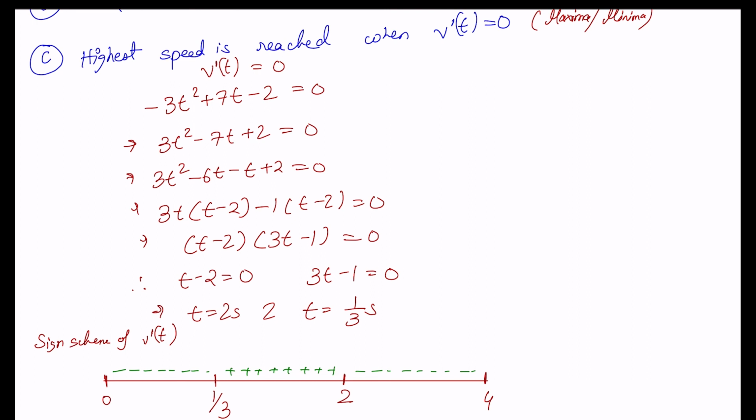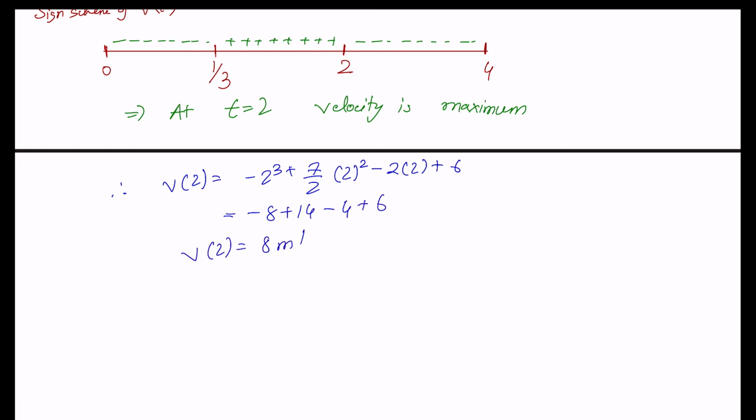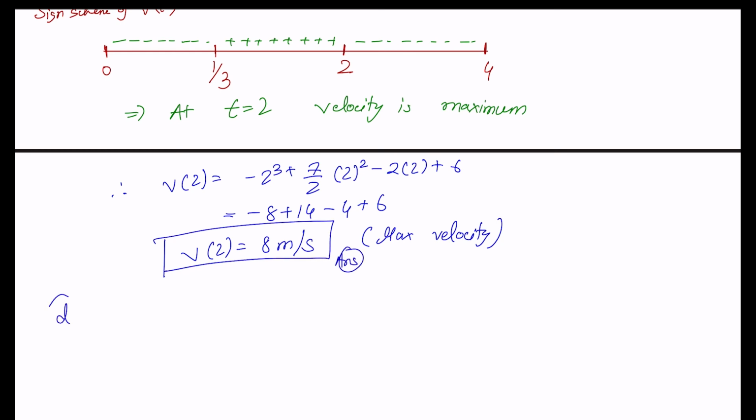Velocity is maximum. Now we have to find the maximum velocity. We have to find v of 2. V of 2 would be how much? Yeah, we have to plug in 2 in the velocity equation, which will be minus of 2 cube plus 7 by 2, 2 squared minus 2 times 2 plus 6. So it's minus 8 plus 14 minus 4 plus 6. So finally v of 2 becomes 8 meter per second. This is the maximum velocity. Right? And this will be the answer to part C.